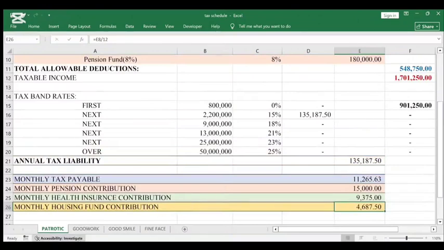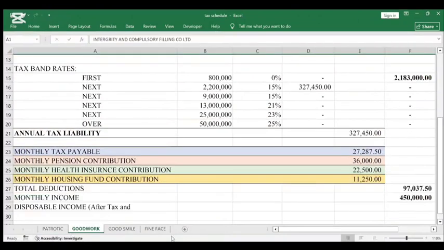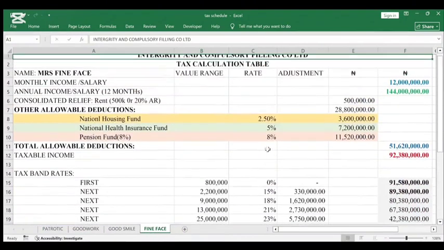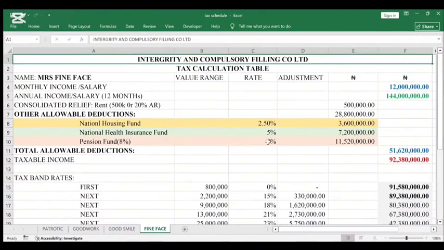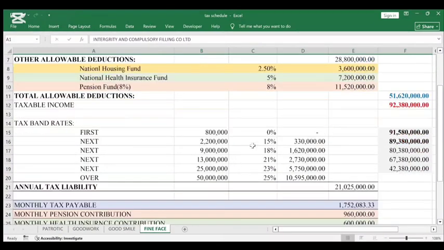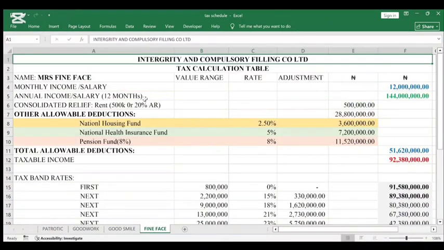All right, let's go for example 2. I will not be this detailed because I just want to make you understand how it is done. So let's go to, I think Mrs. Fineface. Yes, this one will explain in detail how this band rate is applied. Now, Mrs.